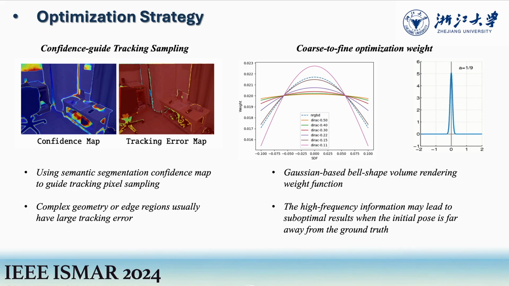We apply 2 optimization strategies for our system. We use the segmentation confidence to guide pixel sampling, which can avoid areas with large errors during camera tracking. Besides, we use a progressive optimization strategy to make loss convergence stable. The high-frequency information may lead to suboptimal results when the initial pose is far away from the ground truth.